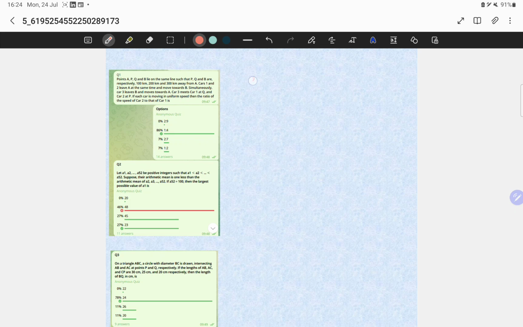Basically, this is A to B. P, Q and B lie on the same line respectively, and the distances are: P is 100 from A and Q is 200 from A. So if this total distance is 200, this is 100 and this will be 100. Now A to B total distance is 300 and this total is 200, so this will be 100 as well. So this is the distance ratio we have.